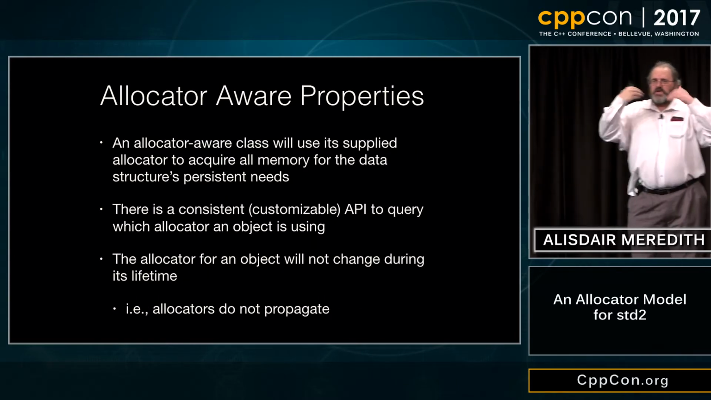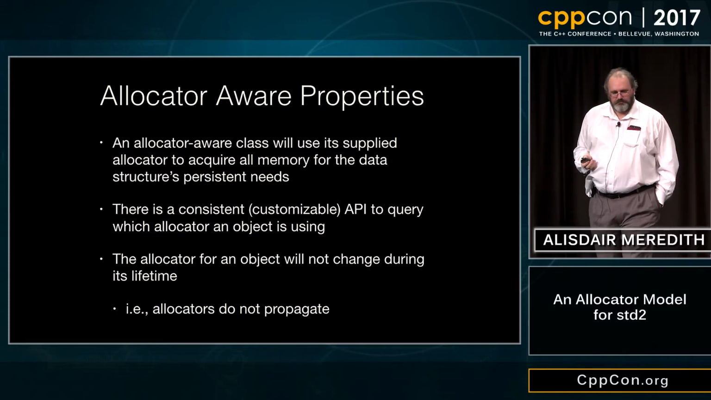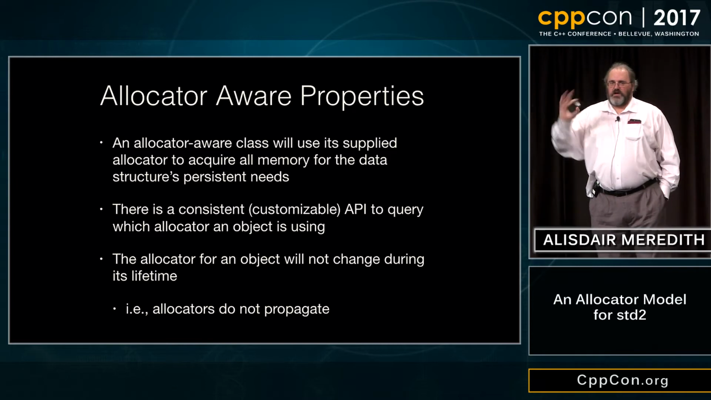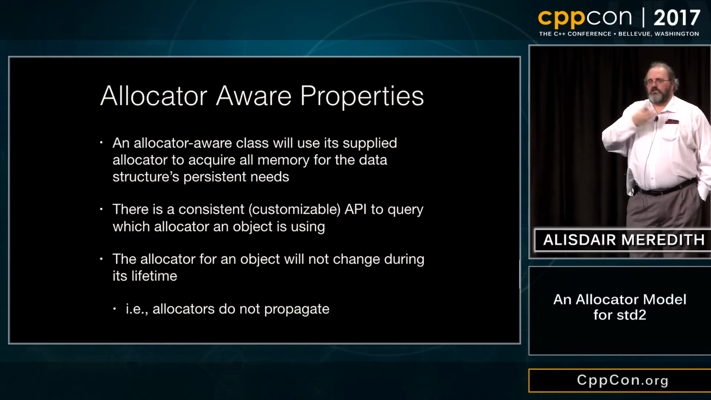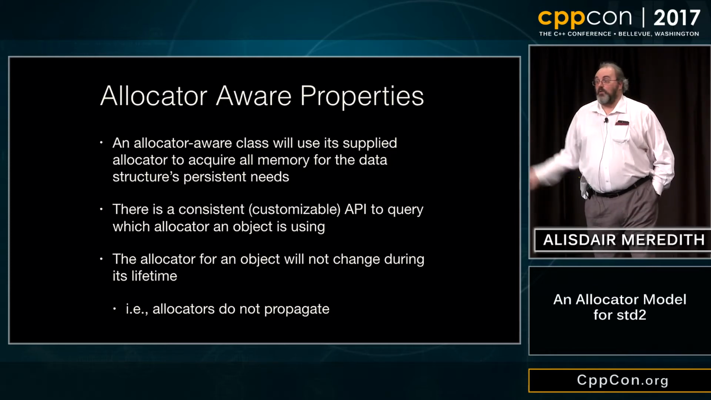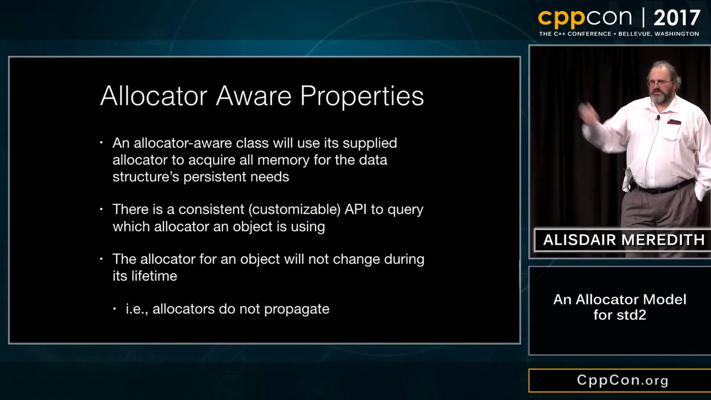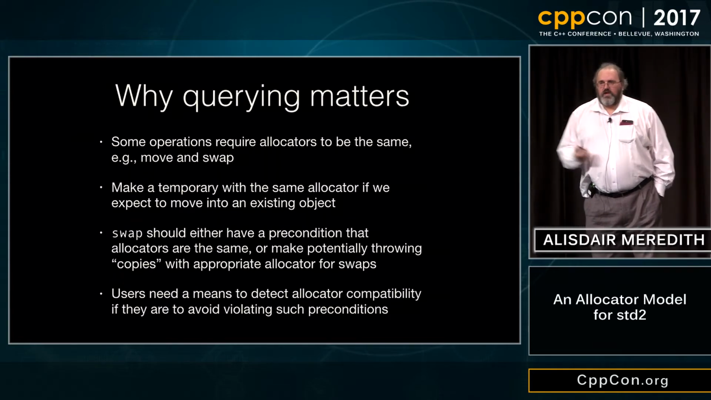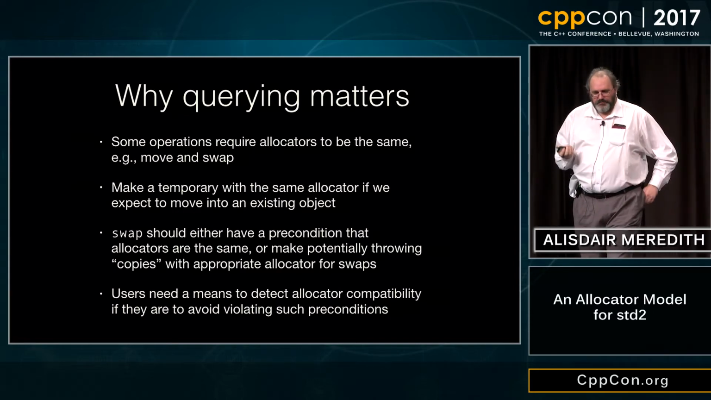So the notion is we're going to store this PMR pointer somewhere, somehow, and it's going to implicitly find its way through the system. So an allocator-aware class will use this PMR allocator I supply, or some variation of PMR, whatever works for the model, to manage the memory. There'll be a consistent API across the system that says, if I'm given an object, I can query it and say, what allocator do you have? Or do you use allocators at all? And this allocator is assumed never to change during the lifetime of the object, the non-propagation trait. Querying matters because when I come to things like move and swap, knowing if I've got the same allocator at both sides turns out to be a big deal.